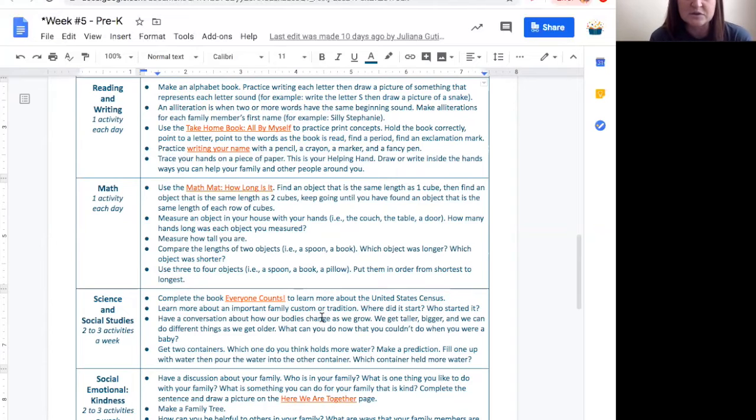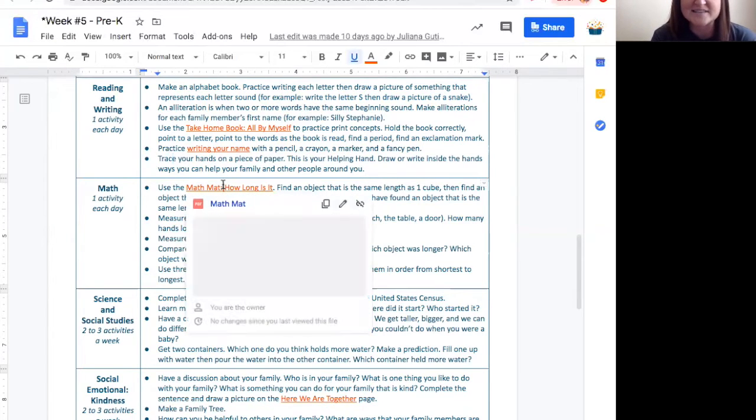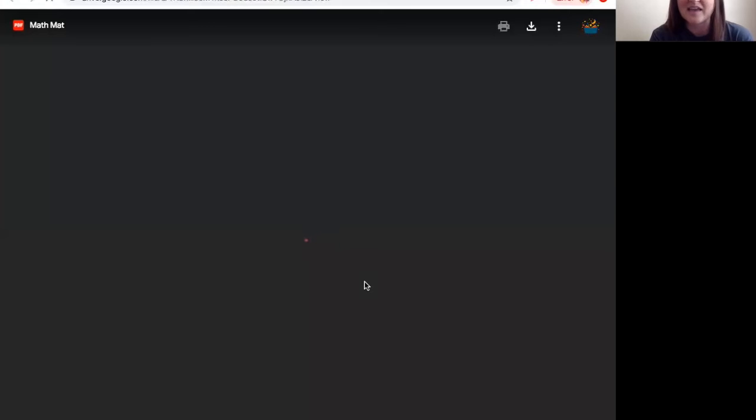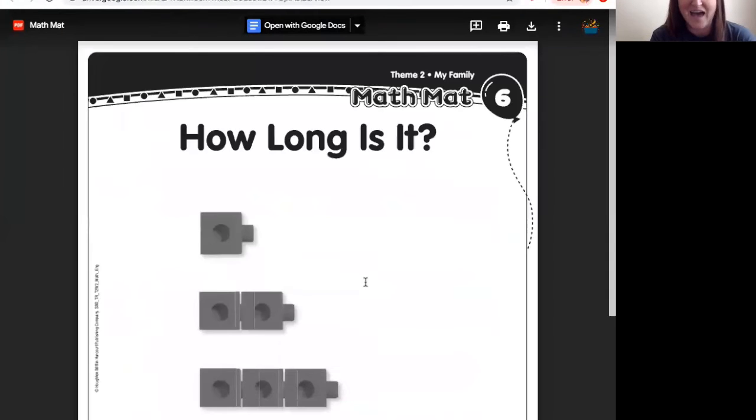You can also use our math map this week, which has little cubes, representation of little cubes, and find objects that equal the same measurement as 1 cube, 2 cubes, and you can do this multiple times, okay?